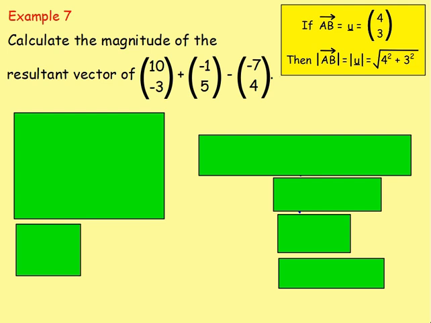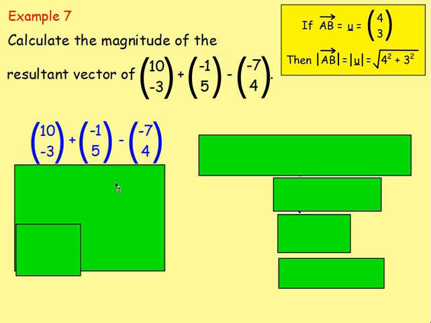Example 7. Calculate the magnitude of the resultant vector of these 3 vectors. We've got 10, negative 3. Add on negative 1, 5. Take away negative 7, 4. How do we work out the resultant vector? Buffy, what do we do? Brilliant. Yeah, we would just add these two together and then take away this one.